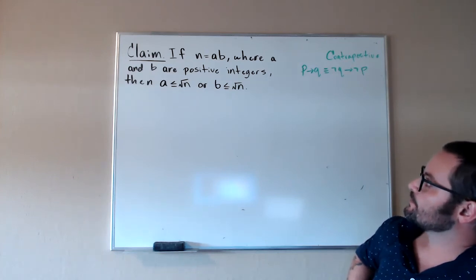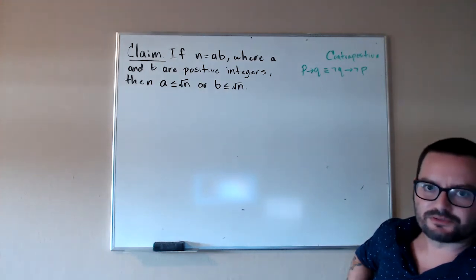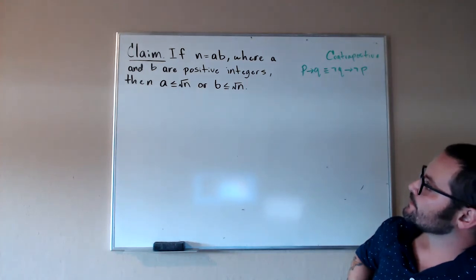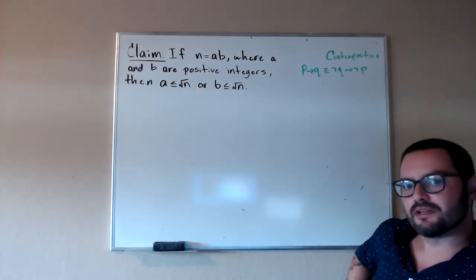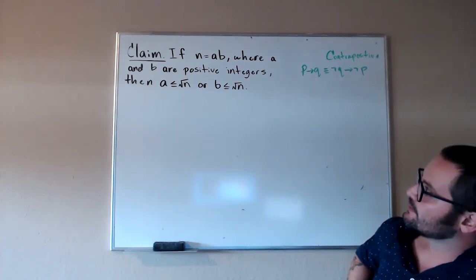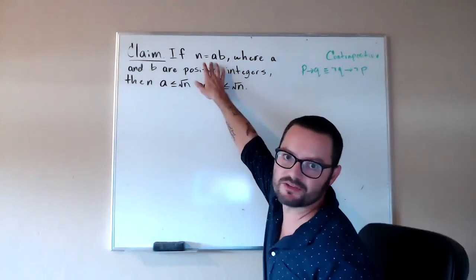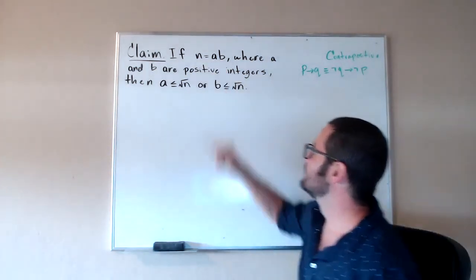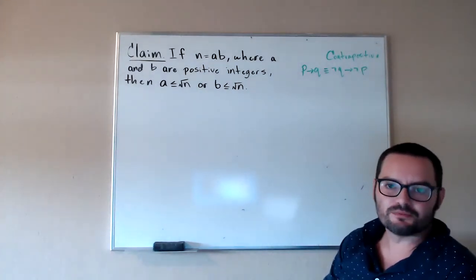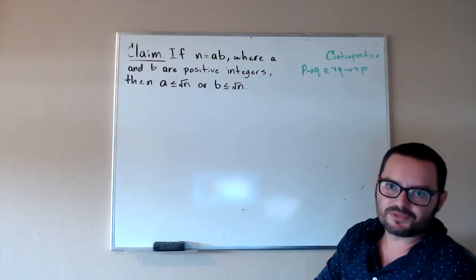So, right off the bat, if you tried to prove this directly, I'm not sure how it would look. Because the only information you have is that a and b are positive integers and n is equal to the product. Starting off with that information, I don't know how you would take square roots and have any type of information about a and b. But the proof of this using the contrapositive is straightforward.